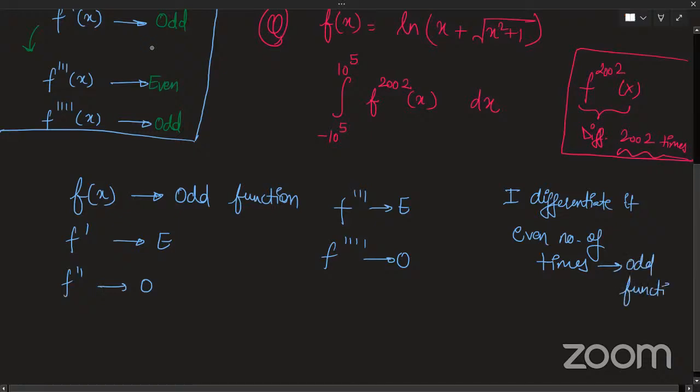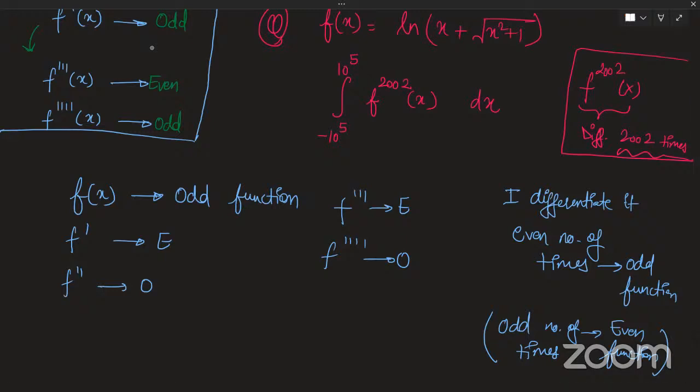Similarly, if I differentiate it an odd number of times, it will give me an even function. So tell me, I am differentiating it 2002 times. Is 2002 an odd number or an even number? 2002 is an even number.